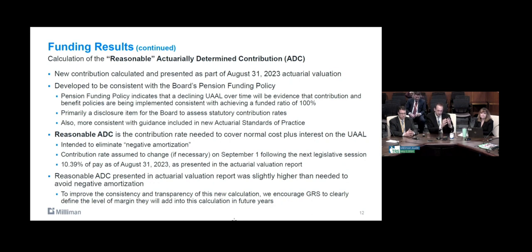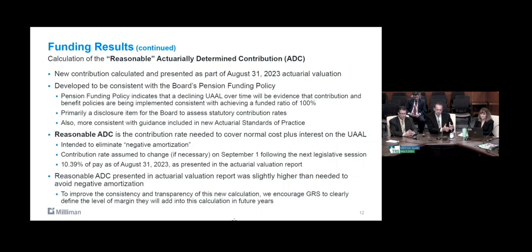With that in mind, there's a new measurement. It's actually the first time it's been in the report, but there's a contribution rate in the report now that's identified as the reasonable actuarially determined contribution, or reasonable ADC. The way this was calculated was with that goal in mind: what contribution rate do we need so that next year we expect our unfunded liability to go down? It dovetails with the funding policy of wanting the unfunded liability to go down. This new measurement is calculated such that the unfunded liability is expected to go down in the next year if all assumptions are met.